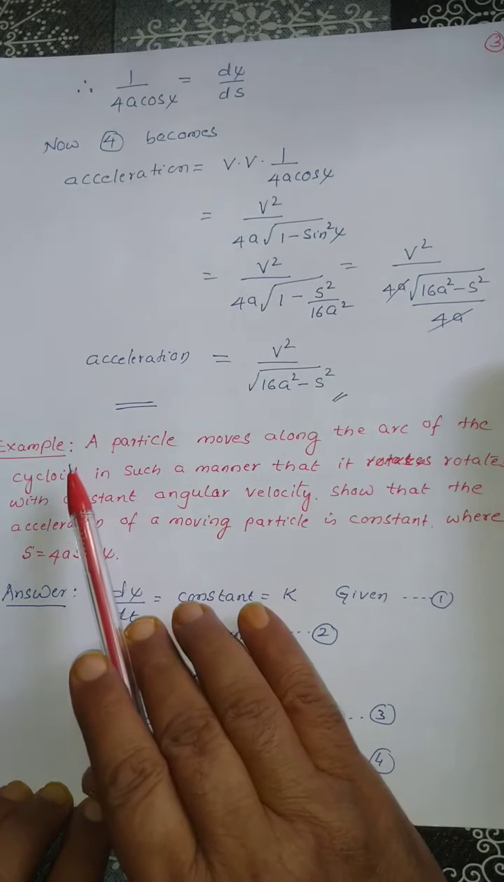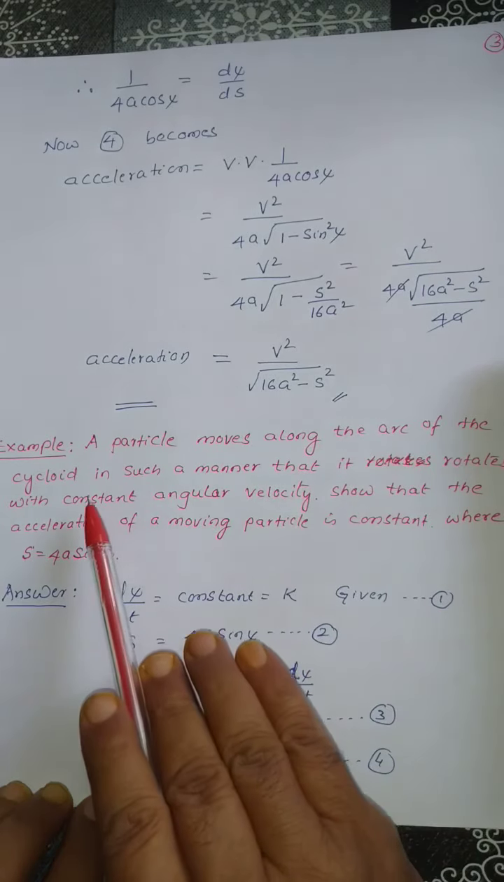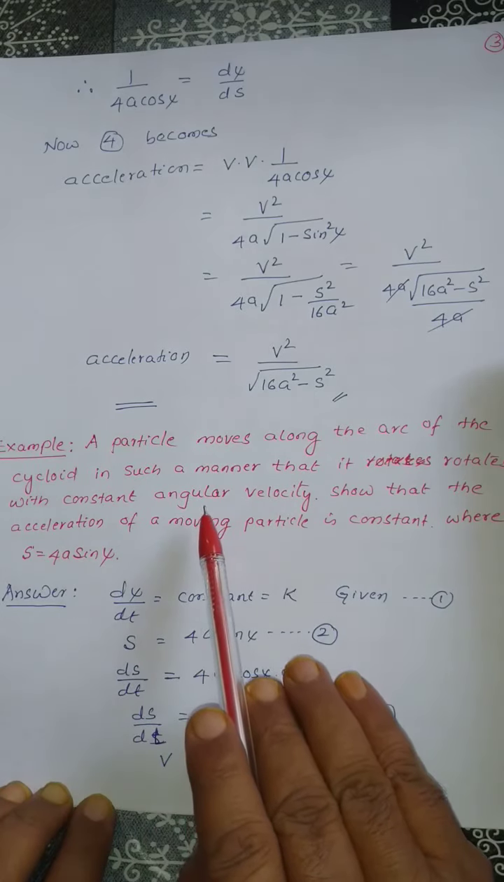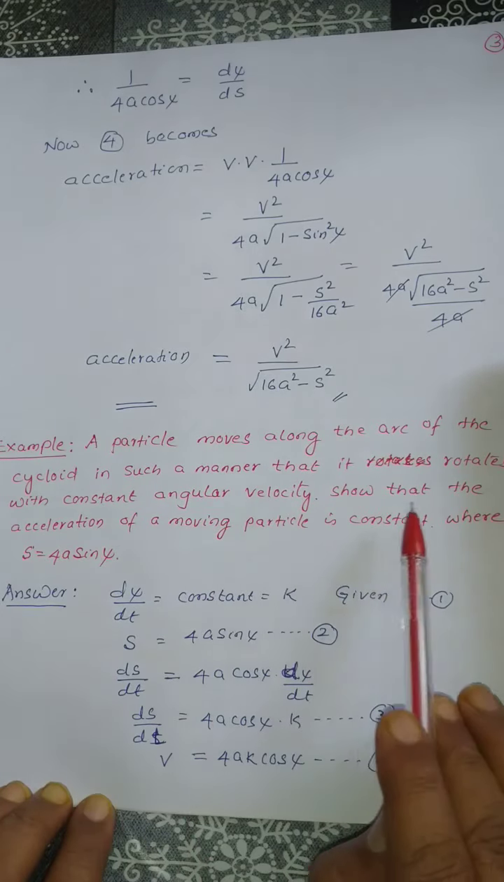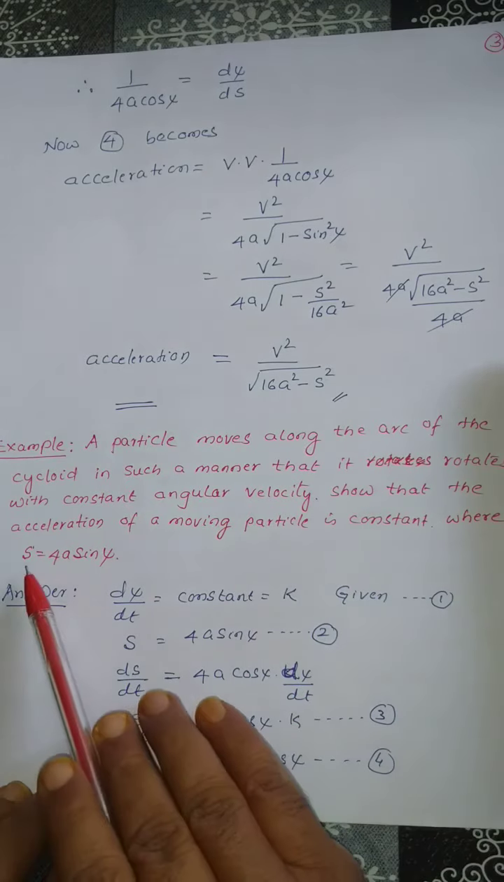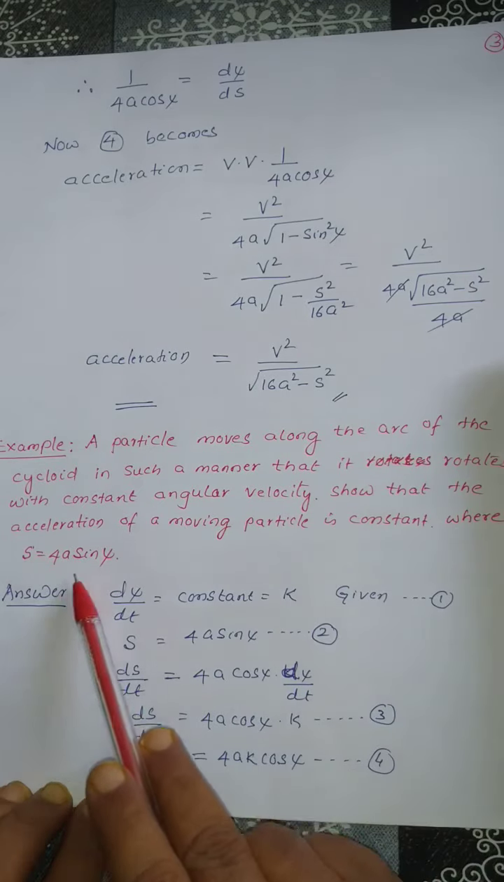So we'll go to another example. A particle moves along the arc of the cycloid in such a manner that it rotates with a constant angular velocity. Show that the acceleration of the moving particle is constant, where s equal to 4a sin psi, because it is a cycloid. The cycloid formula it is.